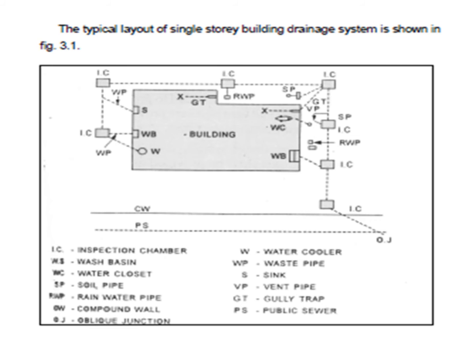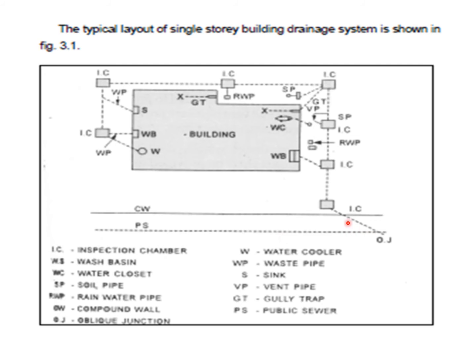So it includes inspection chambers on the outside, then wash basins, WS fitted inside, water closets, soil pipes. So it will connect both human waste as well as kitchen waste, rainwater pipes, compound wall locations. So this is a compound wall. Then oblique junctions. This is the OG oblique junction.